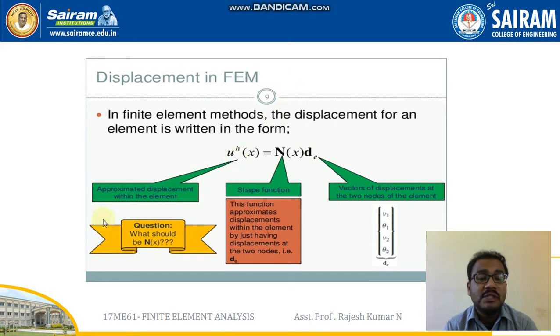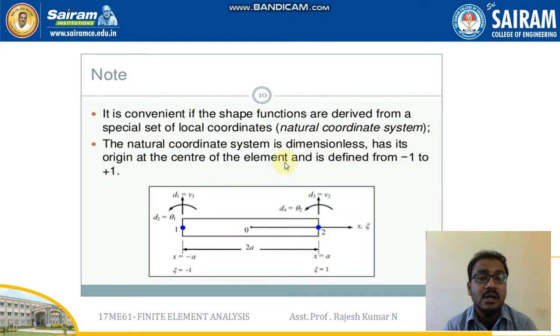So first, u of x is nothing but the approximated displacement within the element, and the second one is N, the shape function. This function approximates displacements within the element by just having displacements at two nodes, that is d^e. In the previous slide we discussed d^e. For the beam element, we considered two nodes 1 and 2, and the nodal displacements and rotations can be written as v1, theta 1 and v2, theta 2: v1, theta 1 for node 1, v2, theta 2 for node 2. So when someone is studying this, the question they should get in their mind is, what is this N of x? How to find this N of x?